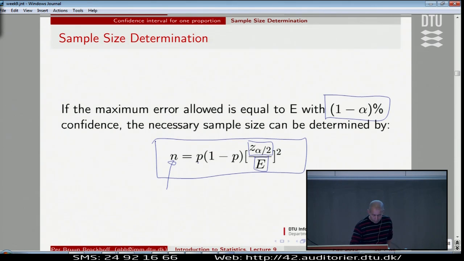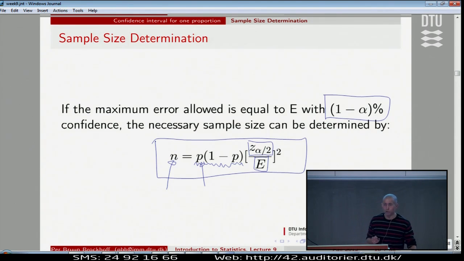Well, the problem of this formula is the following. In the formula enters the p, that is the proportion of teachers that believes there is a problem. And I'm sitting now trying to plan how I should do a study to find the p, the proportion of teachers that has a problem. I need to know the p to plan a study to find the p. Of course, you shoot yourself in the foot here. How could I do that?